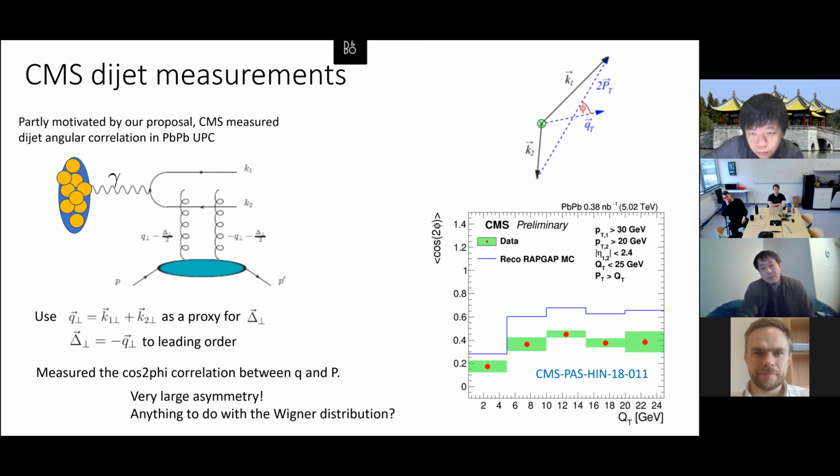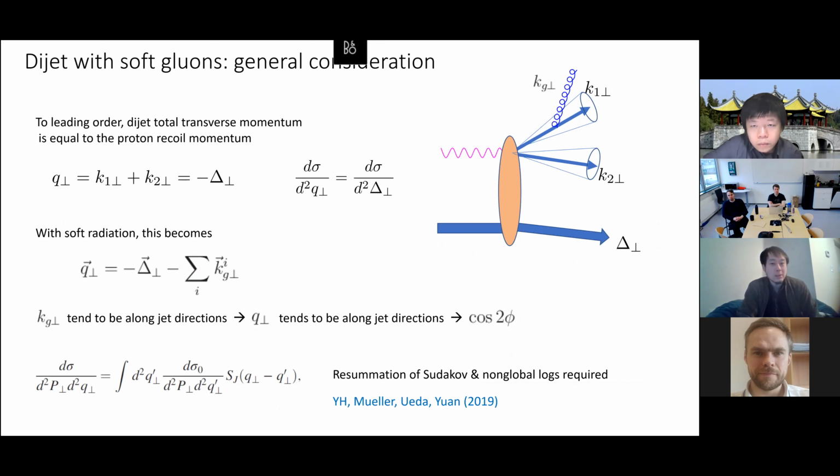We were puzzled by that initially, and we figured it out. The conclusion is that this has nothing to do with the Wigner distribution function, and it actually originates from perturbative QCD radiation. So let me try to explain that.